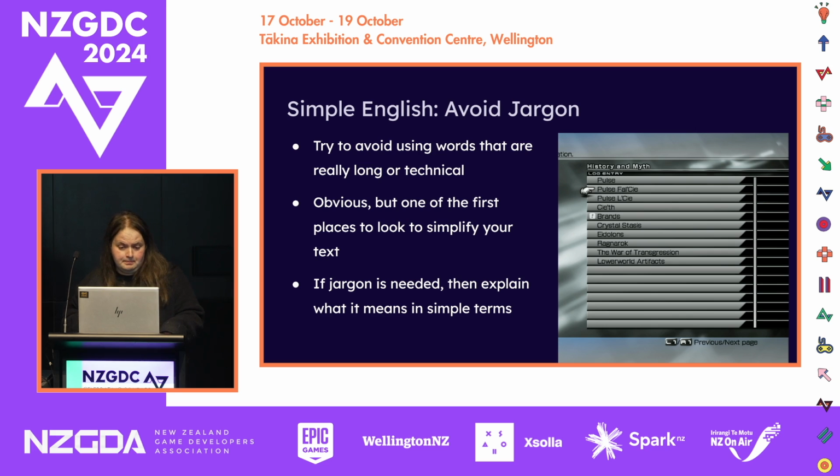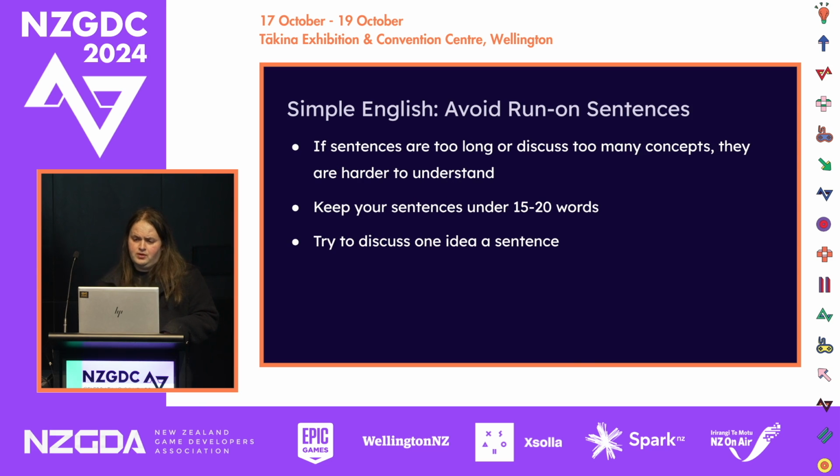Avoid run-on sentences. If your sentences are too long, or they discuss too many ideas at once, they are harder to understand. If you're writing in plain language, avoid sentences that are over 15 to 20 words long. Try to stick to one idea a sentence. If you do all of this, it will result in text that is a lot simpler.